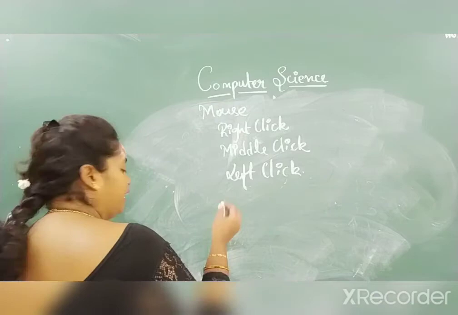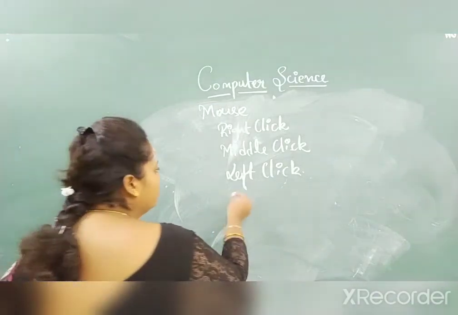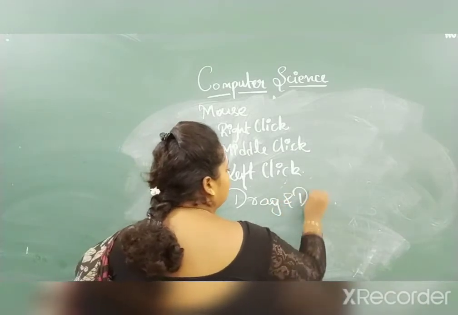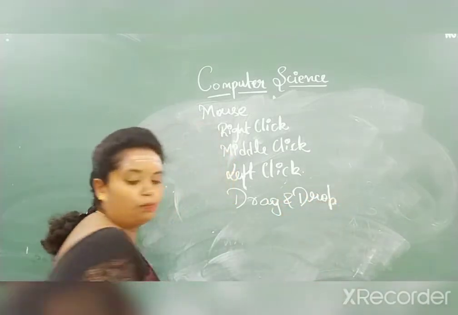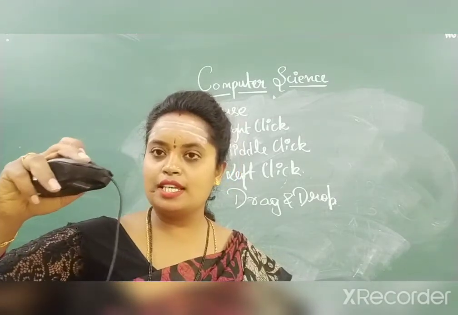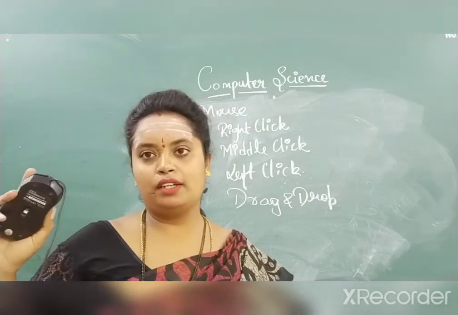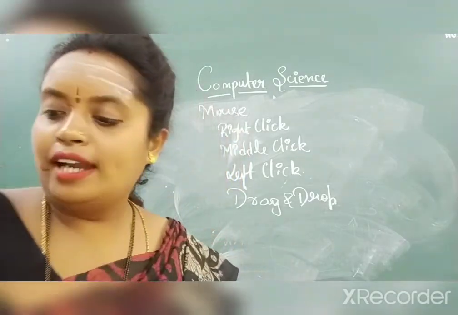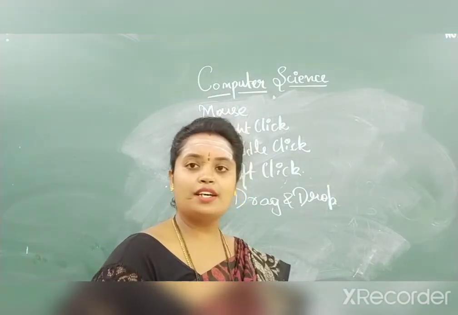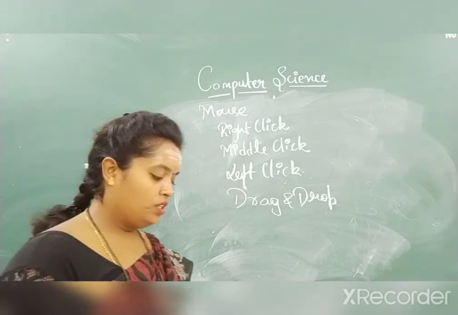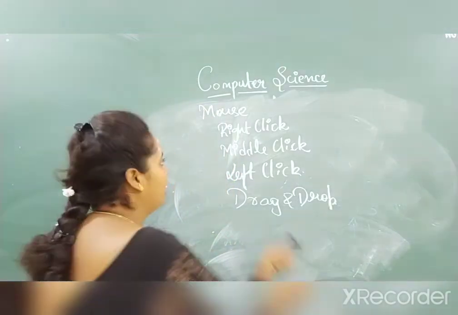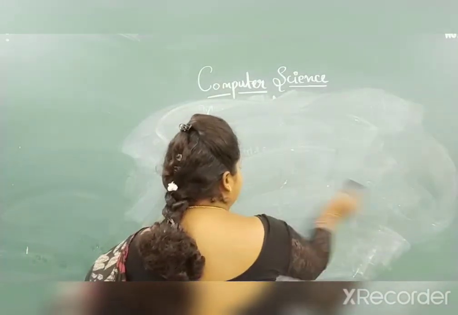Left click, right click and double clicking can be done. Then drag and drop. If you want to use this, how are you supposed to do it? Hold this, drag whatever sentence you want to copy, then drop it. Understood children? So that's the drag and drop option. So now you have learned what a mouse is. Then we'll be seeing other hardware devices.